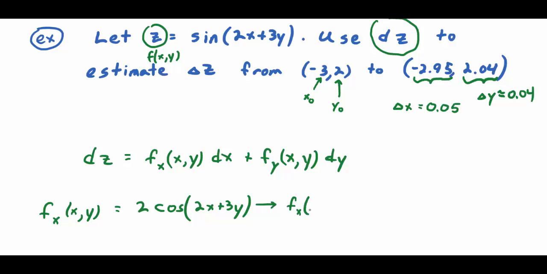So if you evaluate this at negative 3, 2, right? So you're plugging in negative 3 right here and 2 right here. You end up with 2 cosine of what? 0, I guess, right? And what is that? Cosine of 0 is 1, times 2 is 2. Beautiful.